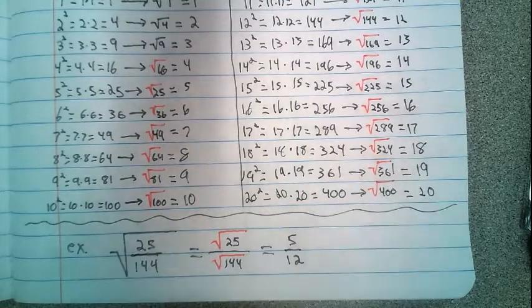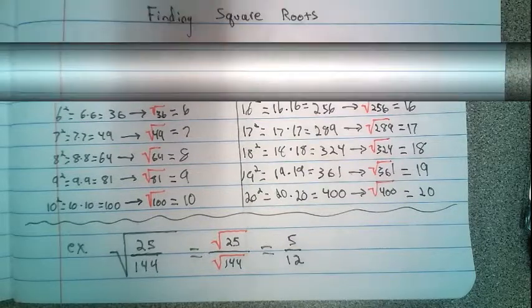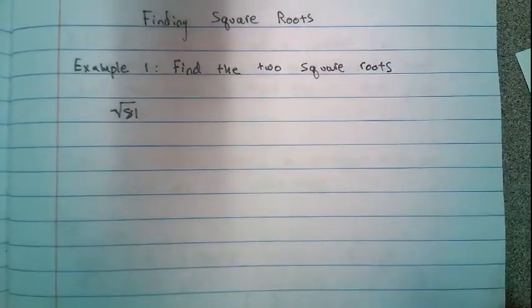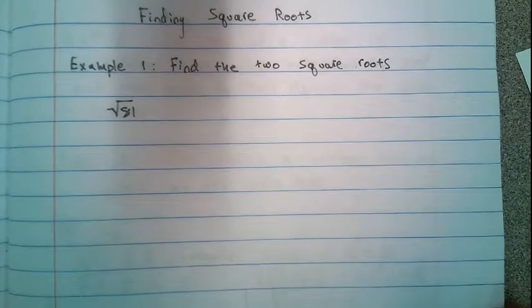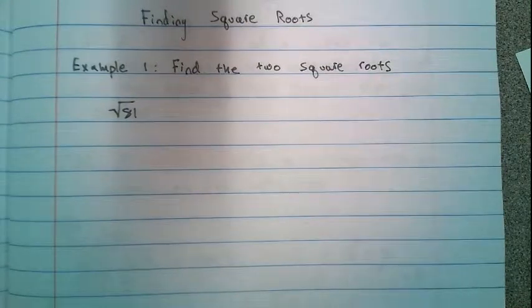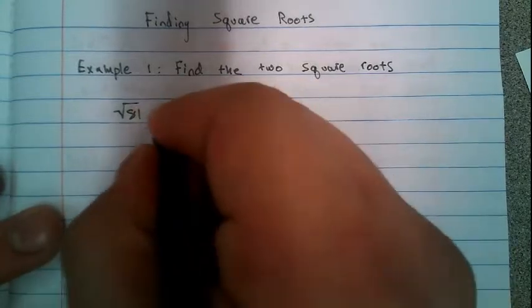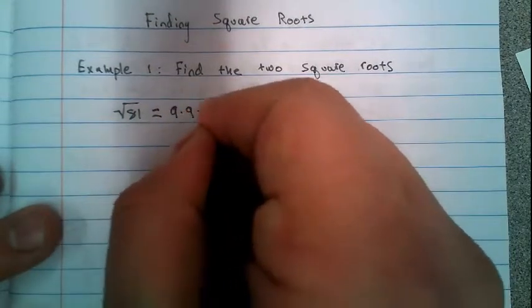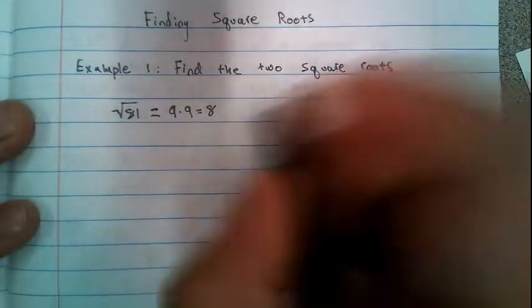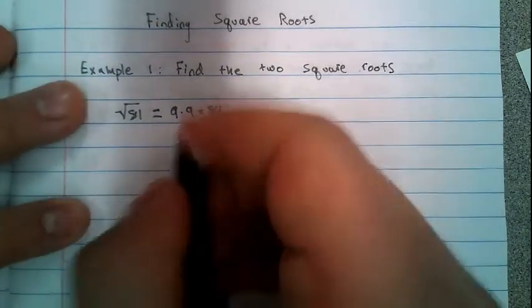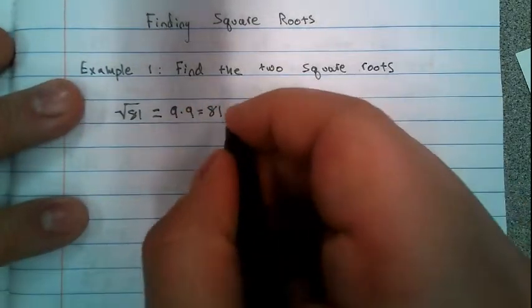Then you're going to move on to the next page, and there'll be some practice with order of operations and different types of square roots. So turning the page over, let's do this example. I'm asked to find the 2 square roots. So you might be thinking to yourself, well, what do you mean there are 2? If you think about the square root of 81, well, 9 times 9 is 81. So the square root of 81 does equal 9.